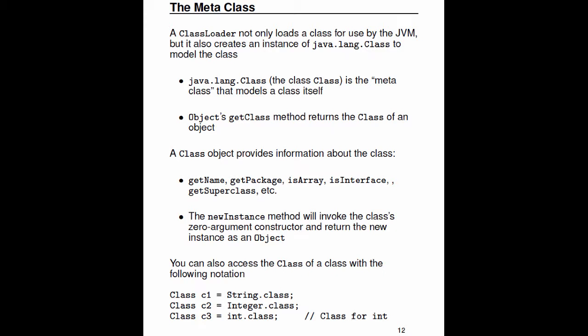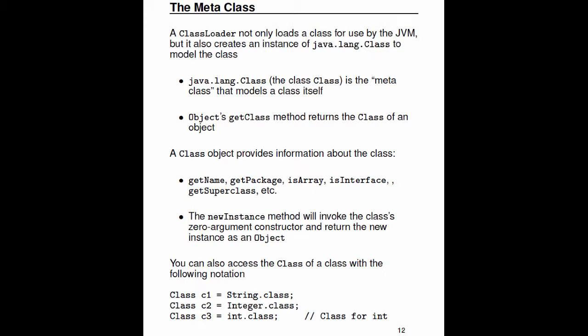Okay, so this java.lang.Class, or the class, is something called the meta class. So this is an object that represents a class itself. And we've seen this before. When we talked about java.lang.Object, we talked about all of the methods that are provided by Object. One of them was called getClass. So this is for any object. You can get an instance of the class that represents the class of that object.